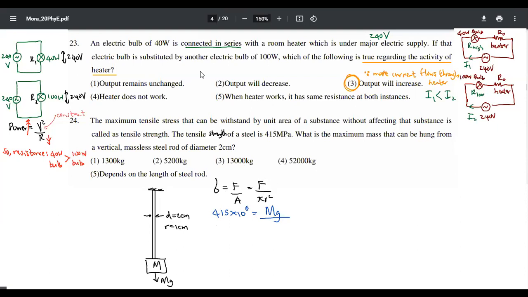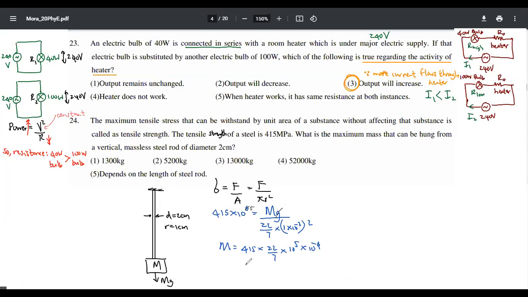So force over area means force over pi r square. What is pi r square? 22 by 7 into r square, 1 centimeter square. That means 1 into 10 to the power minus 2, square. Mg, therefore I can cancel out one of the 10s here, and this becomes 10 to the power 5. Therefore, capital M is equal to what, people? 450 into 22 by 7 into 10 to the power 5 into 10 to the power minus 4.